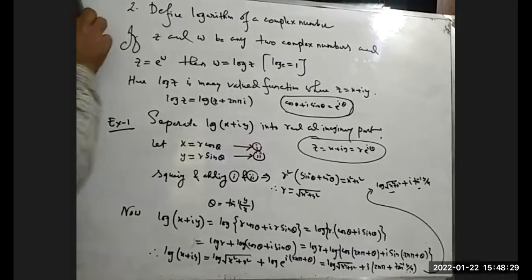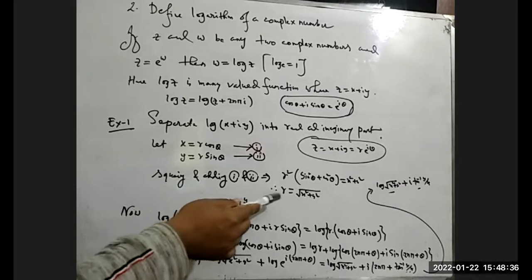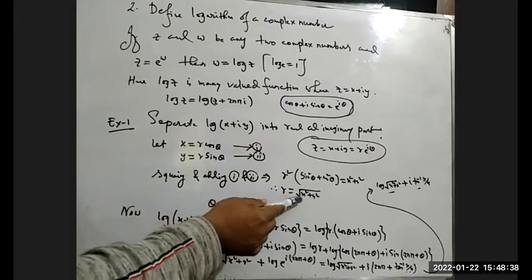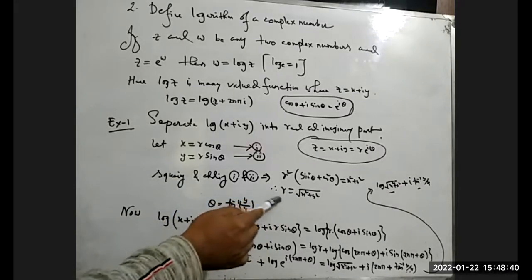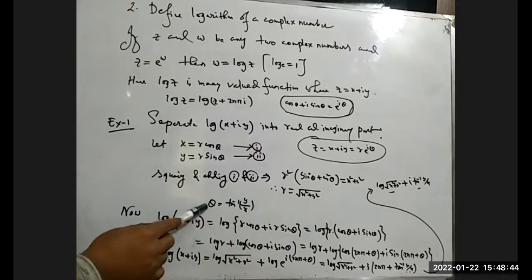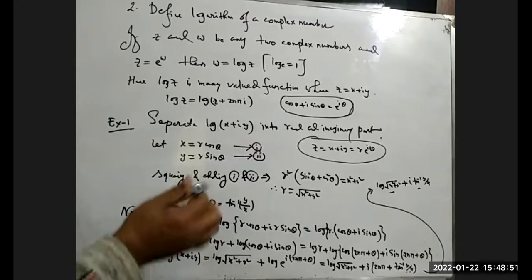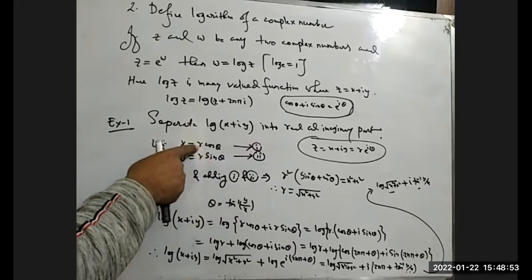This is x equals r cos theta and y equals r sin theta. So squaring and adding, we get r equals root over x square plus y square. That means this is the modulus. And what will the argument be? Tan inverse of imaginary part divided by real part, tan inverse y by x, or divide this by this.